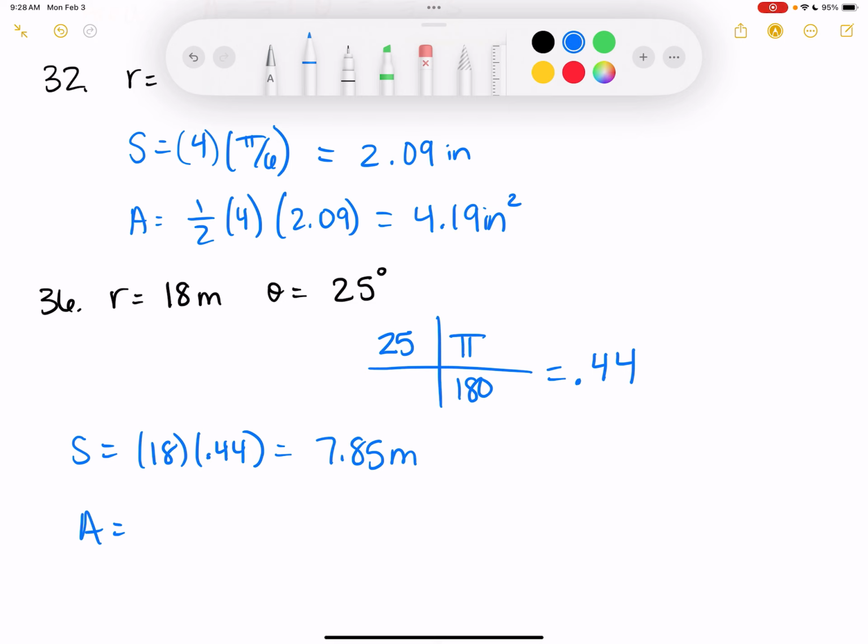So then area is 1/2 times 18 times 7.85. Again, I'm using the unrounded number. So I get 70.69 meters squared.